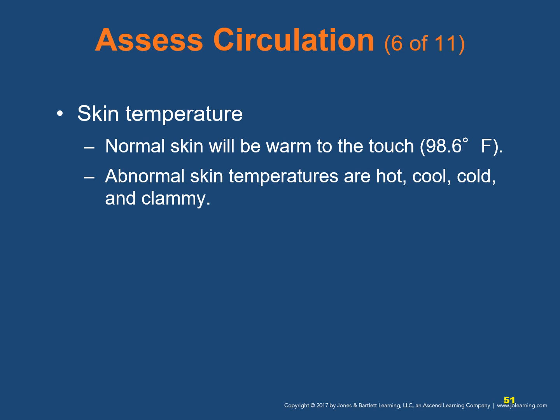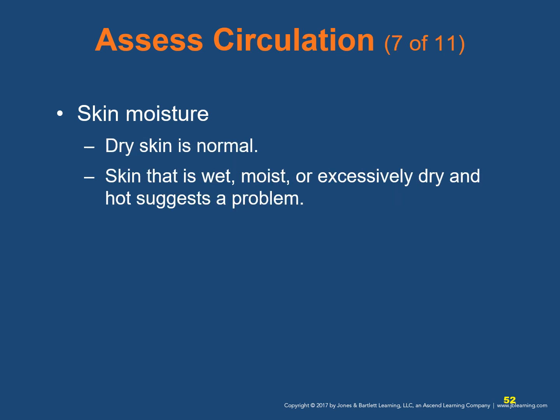Skin temperature. Normal skin temperature will feel warm to the touch. Normal body temperature is 98.6 degrees. Abnormal skin temperatures are hot, cool, clammy, and cold. With skin moisture, dry skin is normal, and skin that's wet, moist, often called diaphoretic, or excessively dry and hot suggests a problem.